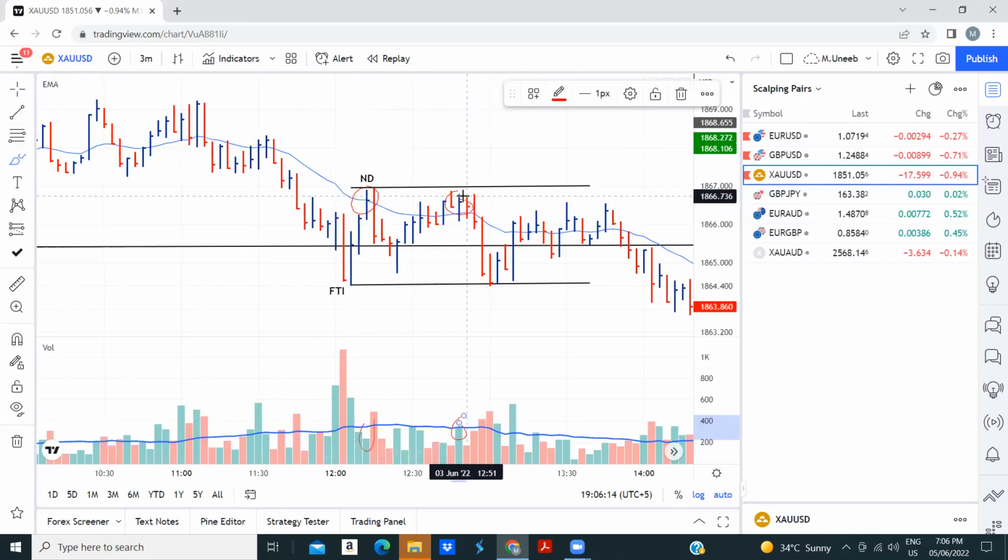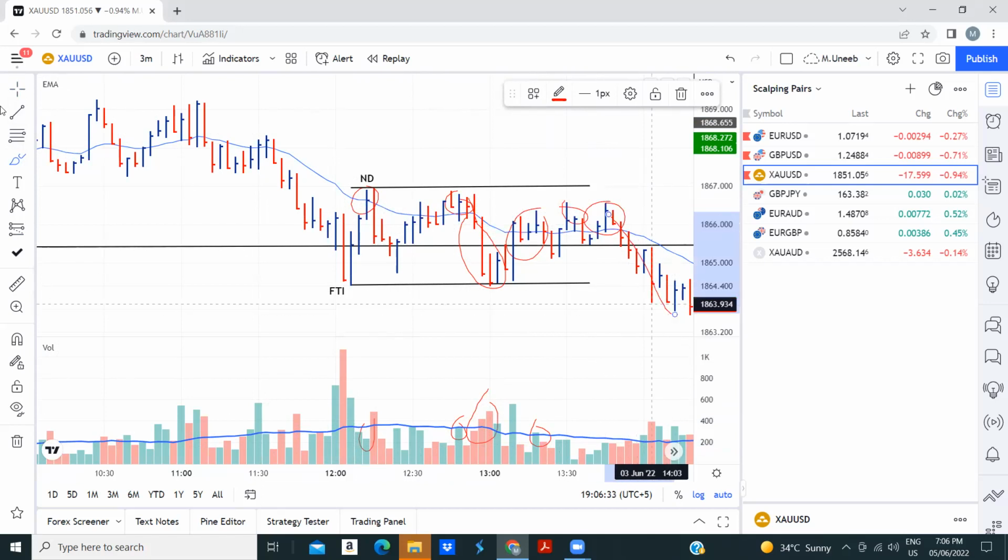Effort versus no result. And what do we see here? Increase in volume. Can you see? And then what do we see here? Effort versus no result. Can you see? Yep. So as we go down, we are increasing in volume, and as we go up, we see no demand, effort versus no result, these kinds of situations. And then the price reversed.